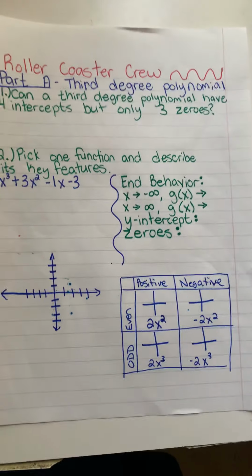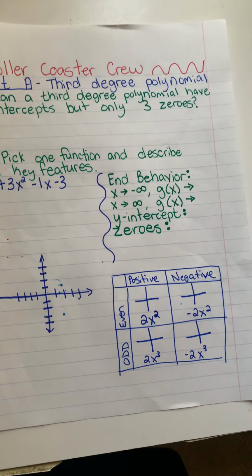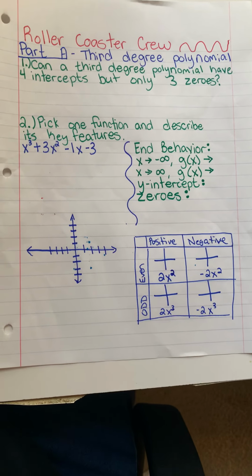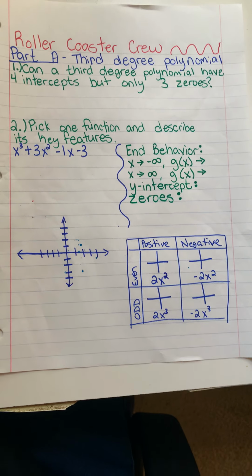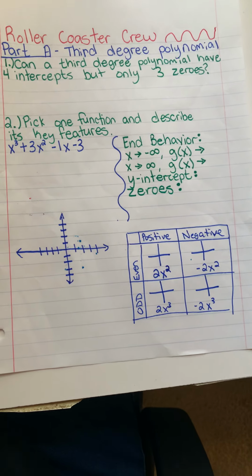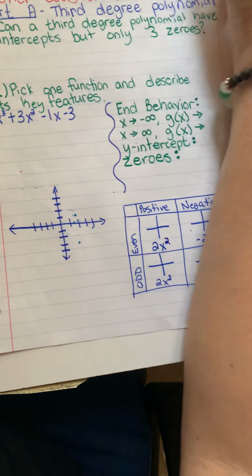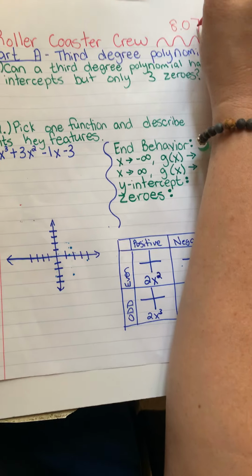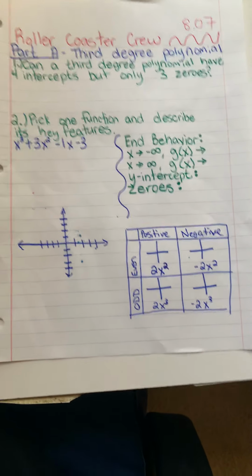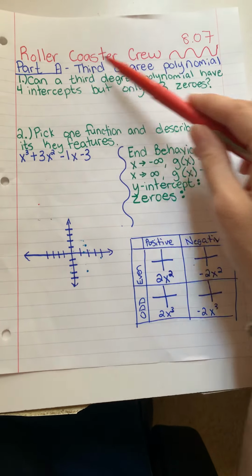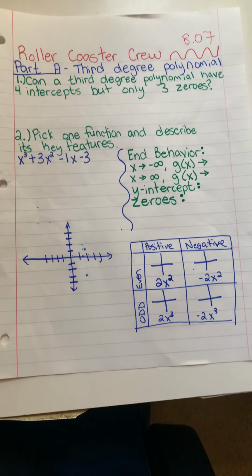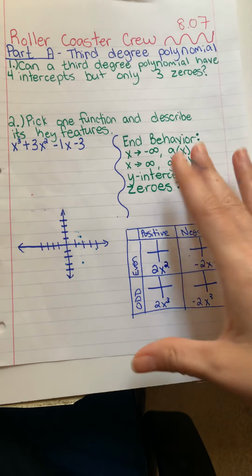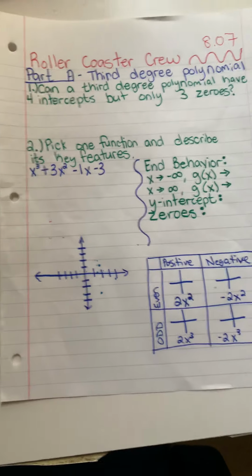All right, I couldn't get this lesson to record when I did it on Zoom earlier, so I thought I would do a quick video on the roller coaster crew project. This is 8.07. So part A, you're choosing a third degree polynomial for the first part of your roller coaster.